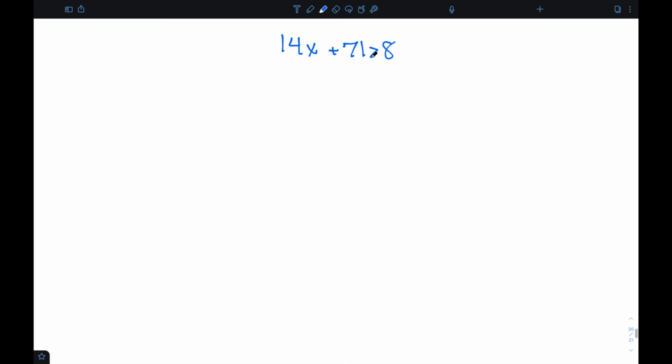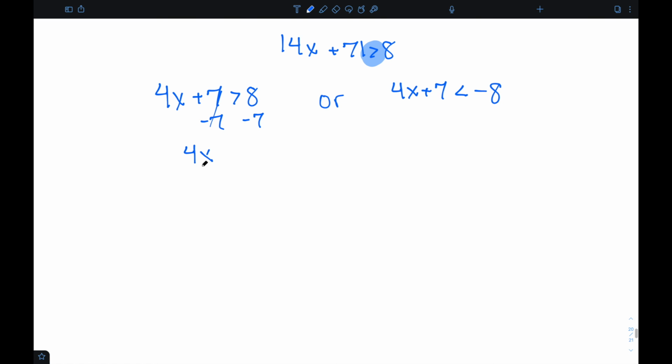Let's look at one more. This is a greater than problem, so we need our greater than rule. That rule said 4x plus 7 is greater than 8, or 4x plus 7 is less than negative 8. For my first equation, I can subtract 7 from both sides to get 4x is greater than 1, and divide by 4 to get x is greater than 1/4. In interval notation, I know it needs to be bigger than 1/4, so 1/4 to infinity, and we use parentheses since we do not include the 1/4 point.